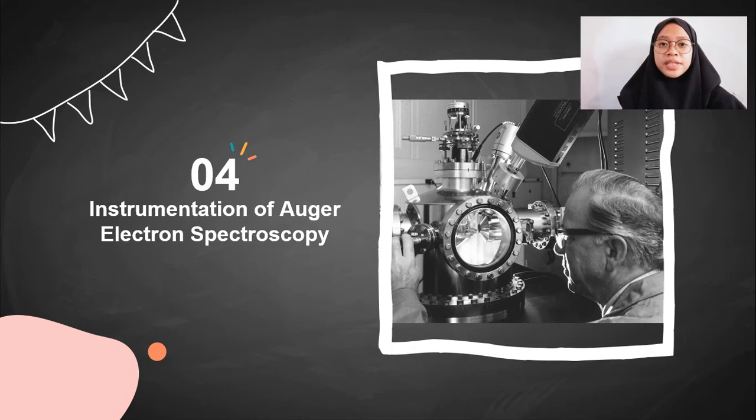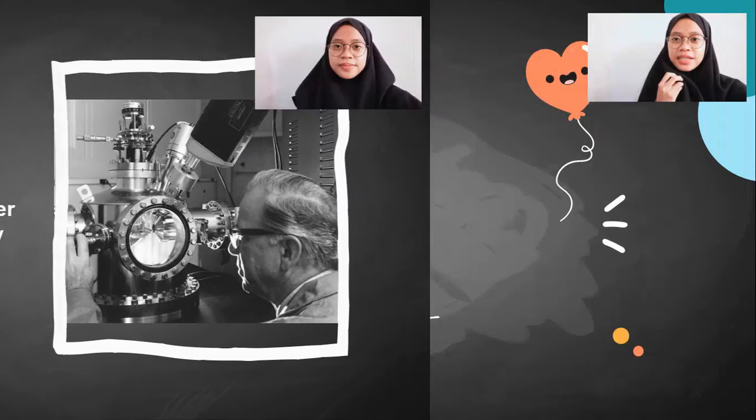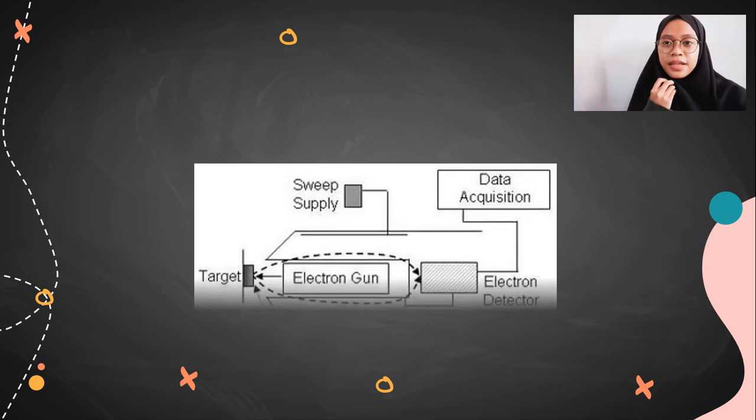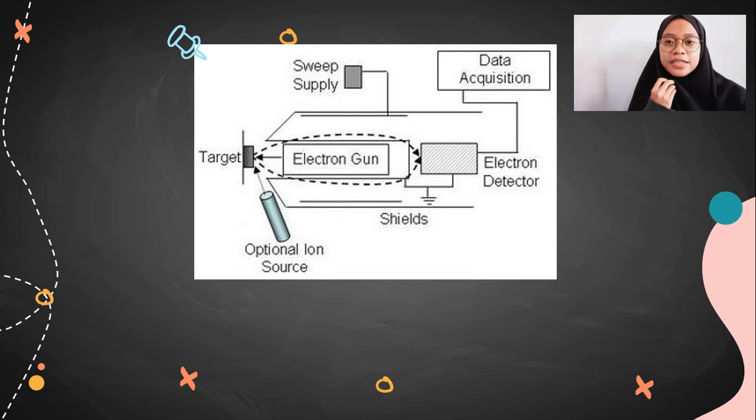Fourth, instrumentation of Auger Electron Spectroscopy. The essential components of an Auger Electron Spectroscopy system are the UHV environment, electron gun, electron energy analyzer, electron detector, and data recording, processing, and output system. This diagram shows the instrumentation of Auger Electron Spectroscopy.